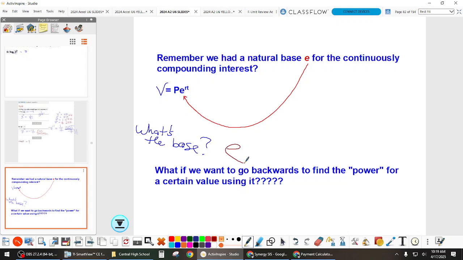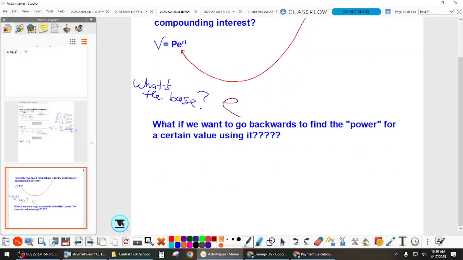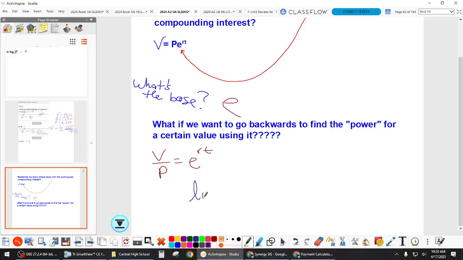Are you guys on this side good? Base is e. So if I said get t out of the exponent, what would the base of your log have to be? Base e. So thinking through this, we would divide by P. We would have e to the rt. If I want to undo this base, I would need to do log base e of e to the rt, and then those cancel. Are we good on that? Yes.